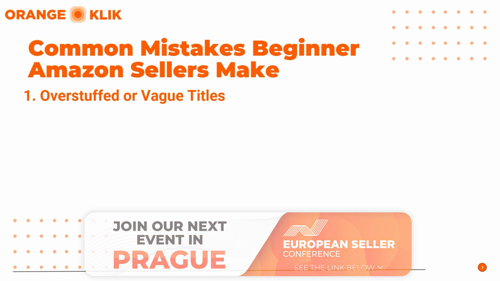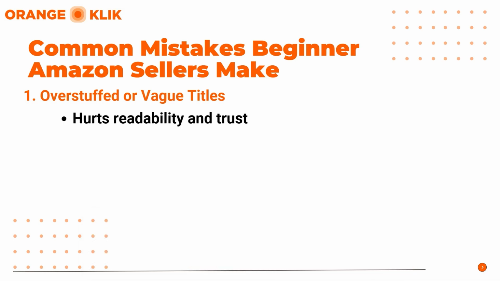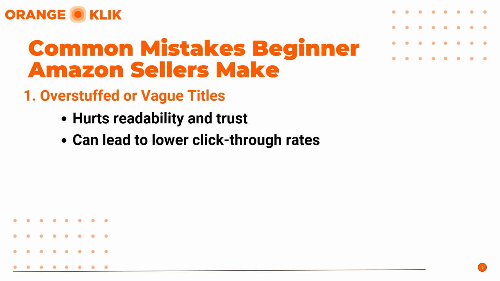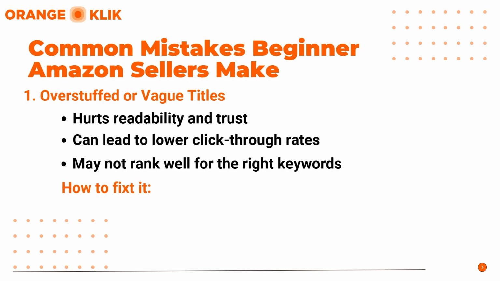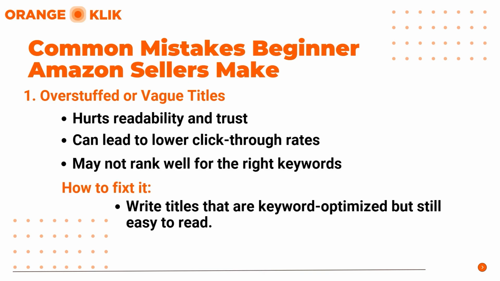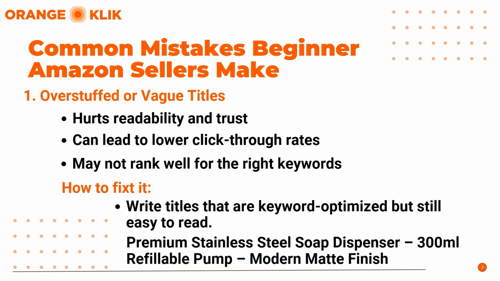So it hurts your listings because it hurts readability and trust. It can lead to lower click-through rates and may not rank well for the right keywords. To fix it, write titles that are keyword optimized but still easy to read. An example would be Premium Stainless Steel Soap Dispenser, 300ml refillable pump, modern matte finish.